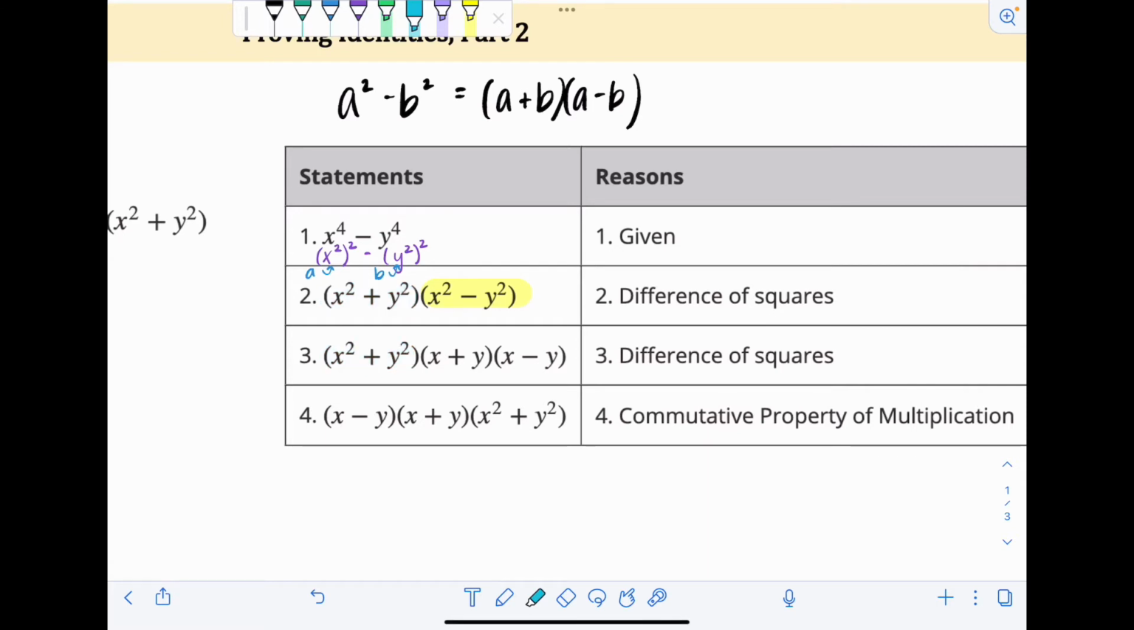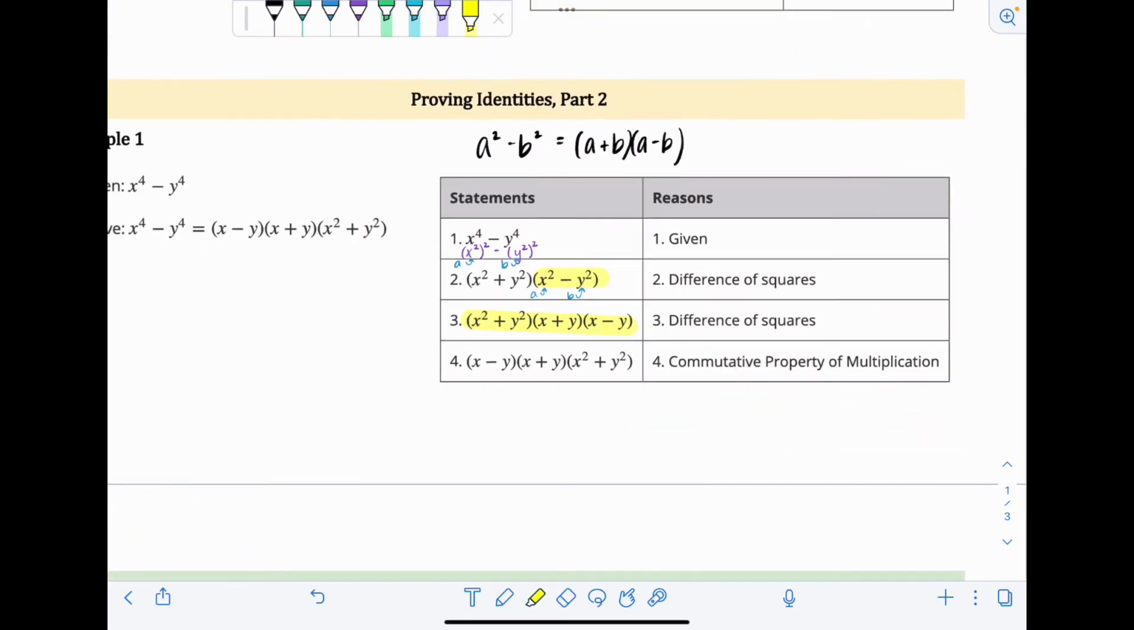And then my a would be x and my b would be y. So that part factors into this section. It would be a plus b, x plus y, and then a minus b, x minus y. And then from there, we can't factor it any more than it already is. What they do is, we're trying to prove that it is equal to x minus y times x plus y times x squared plus y squared.